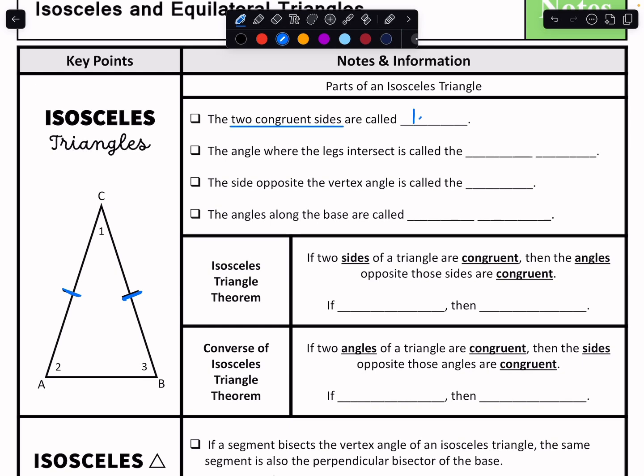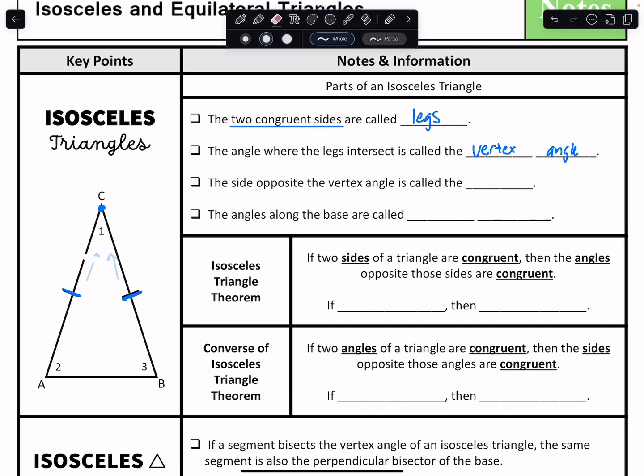Just knowing that isosceles, fancy word for triangle with two congruent sides. We call those the legs. Your two legs intersect at an angle in the triangle, and in that picture, they intersect at angle C. Angle C, fancy name, vertex angle.